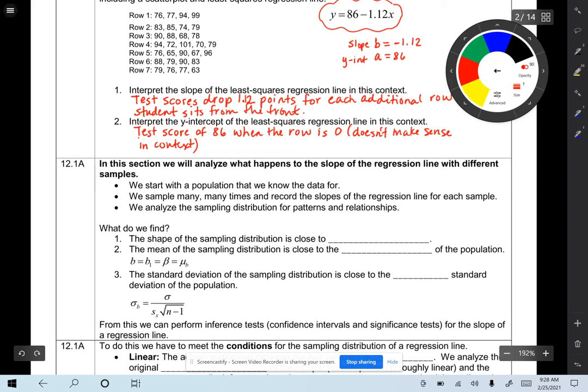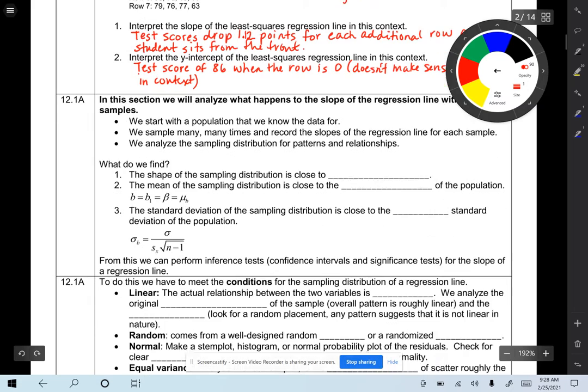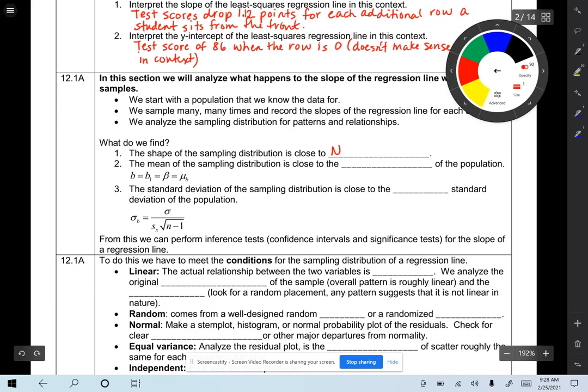Right. In this section, we will analyze what happens to the slope of the regression line with different samples. We start with a population that we know the data for. We sample many, many times and record the slopes of the regression line for each sample. We analyze the sampling distribution for patterns and relationships. What do we find? So we find that the shape of the sampling distribution is close to normal.